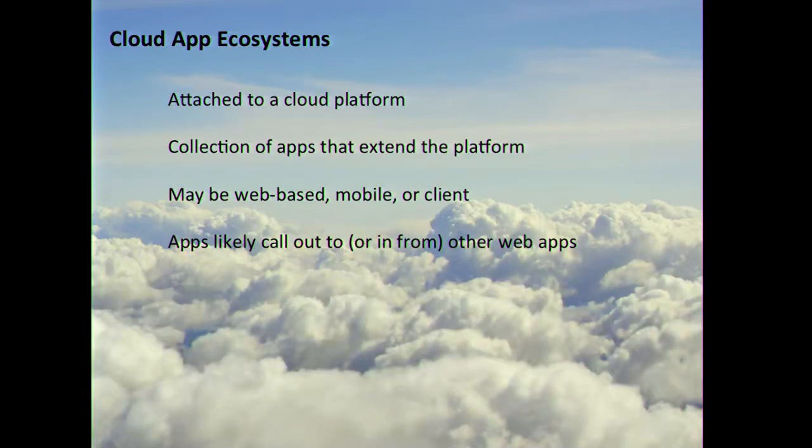So apps in a cloud app ecosystem may be web-based, mobile-based, or client-based, but they probably call out to or in from another web app or another service, and that's probably a big part of how they're extending the platform that they are built on. So essentially, you have a lot of third-party developers expanding the platform in ways that the original developers of the platform didn't think of, didn't bother to do, weren't focused on. And as security engineers, you might not have been focused on these uses either if you're doing the traditional product security model of looking at what your developers write.